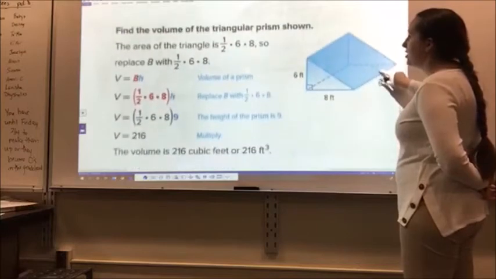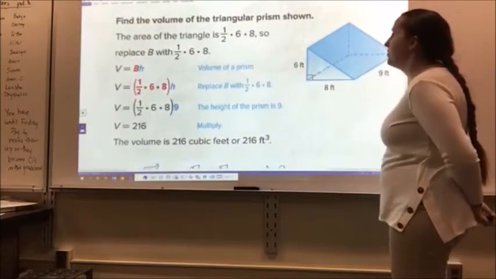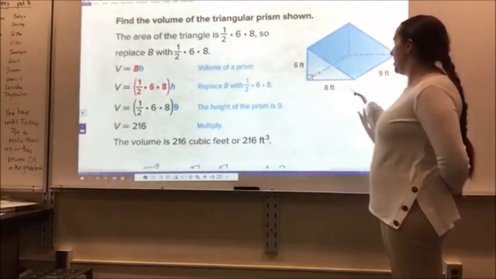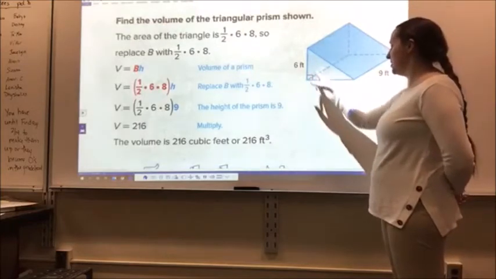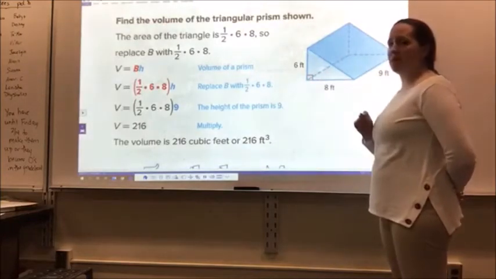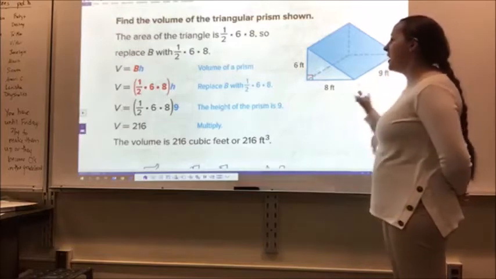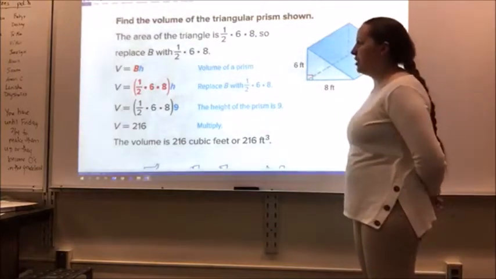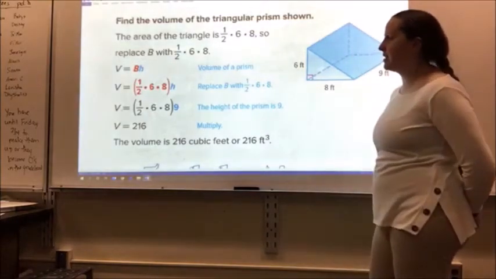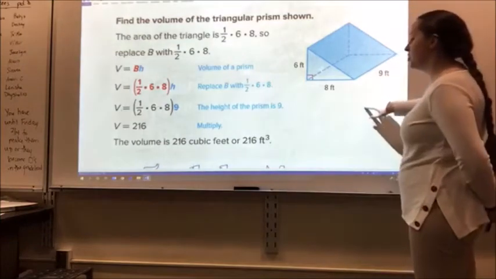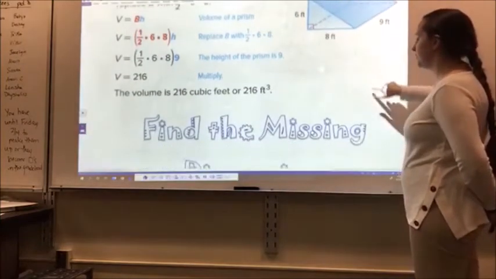Alright, I can also find the volume of this triangular prism. Here's my base right here, 6 and 8. So 6 times 8 times 1/2 times 9. So that gives me 216. So 1/2 times 6 times 8 times 9 is 216 feet cubed.